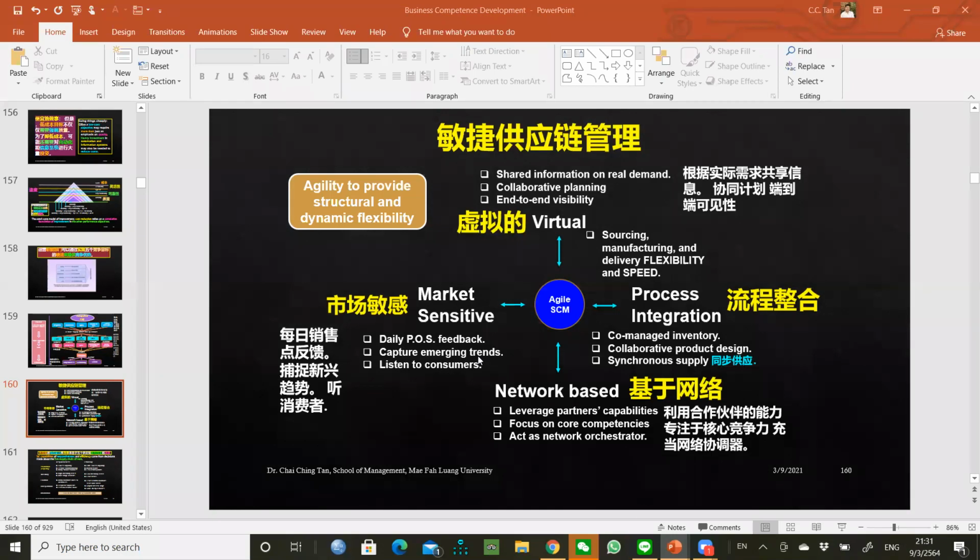Okay, so to be market sensitive, you need to capture the emerging trend. You need to listen to the consumer. You need to put point of sales feedback from your retails, wholesales, and then you manage your inventory. We have talked about it. Vendor managed inventories in the collaborative sense, collaborative product design, synchronous supply, and end-to-end visibilities of your data and information, so that customers can be value co-creating in the sense.